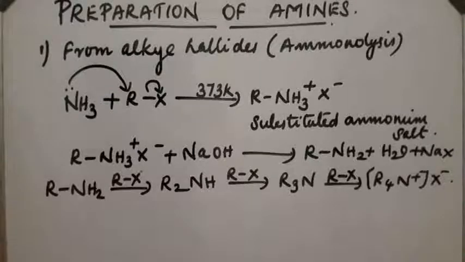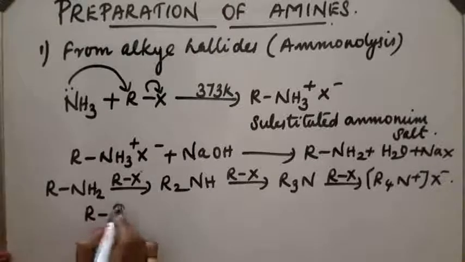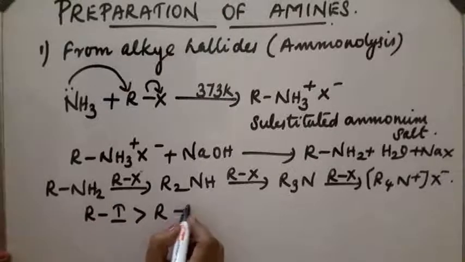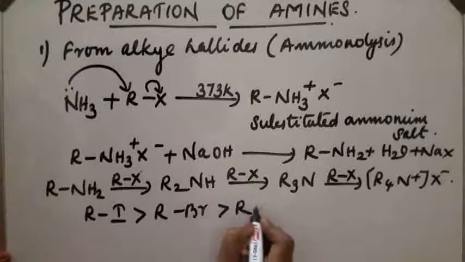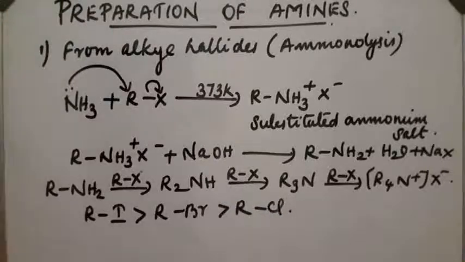If we use ammonia in excess, we will get the primary amine. The reactivity order of the halogens is RI is more reactive than RBr, which is more reactive than RCl. In laboratories we use RI because it is easy to handle, but for commercial purposes we use RBr because it is cheaper compared to the others. This is the first reaction.